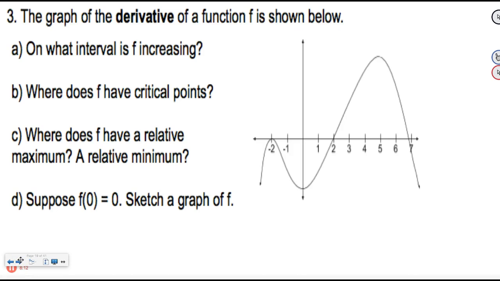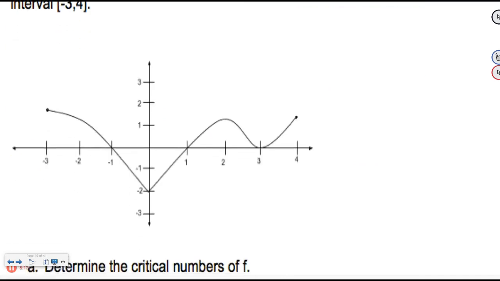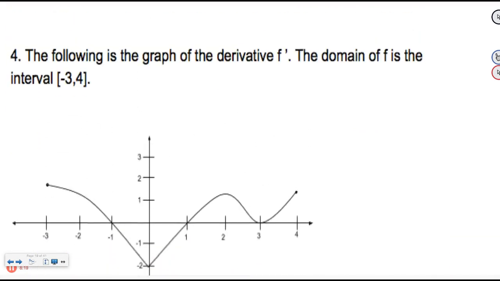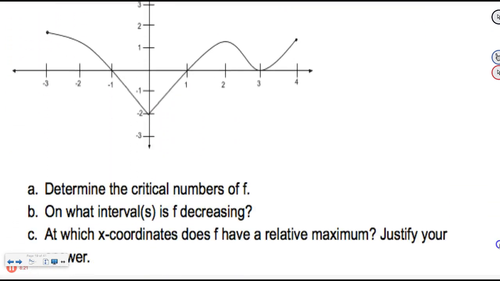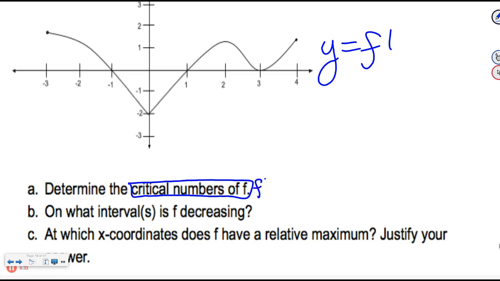The next one up is number 4. All right, so number 4, we've got the graph of the derivative. So we're back to now looking at the first derivative. I'm trying to float between them. So this is a graph of f prime, also known as the slopes of f. Where are there critical numbers of f? That would mean that f prime equals 0 or does not exist.